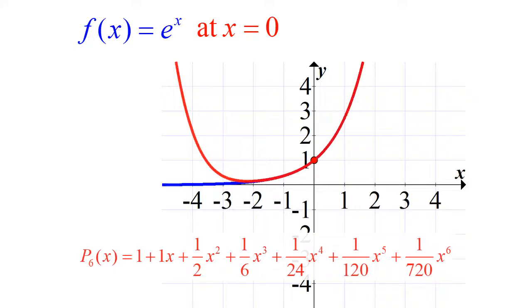Now here's the graph of that 6th degree polynomial that we just came up with. And again, notice the region where they match is significantly larger this time than it was before.